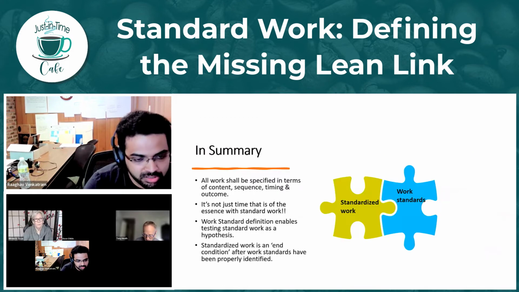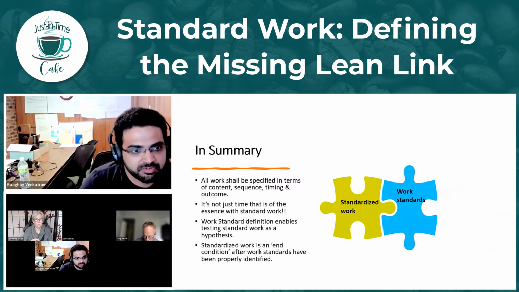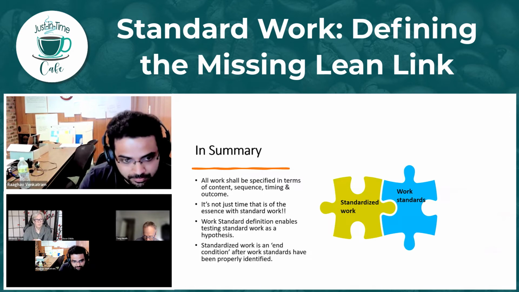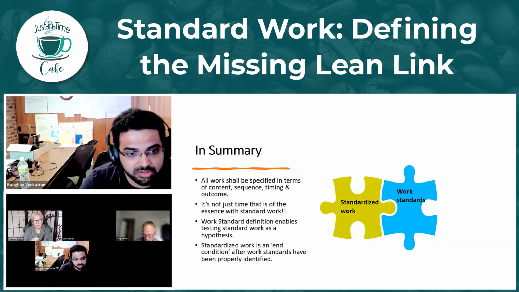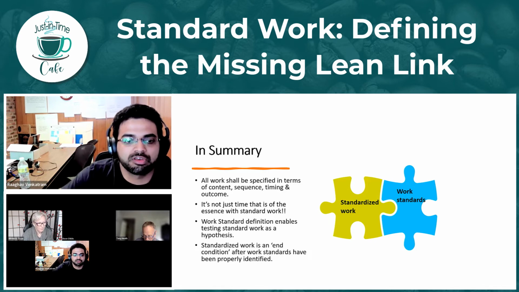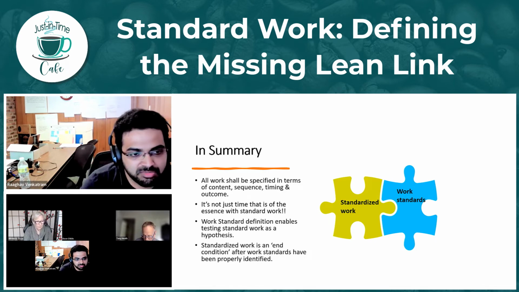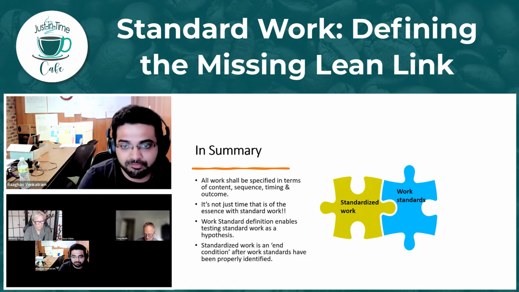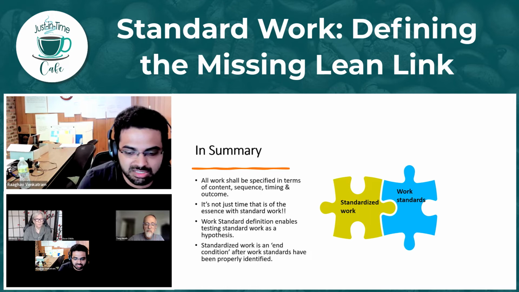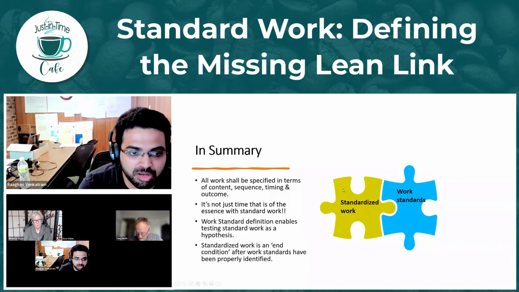So in summary, all work should be specified in terms of content, sequence, timing, and outcome. But we should start defining the outcome first, which is what defining work standards is all about, before jumping into the content, sequence, and timing, for which there are tools already available in our toolbox. And it is not just time that is of the essence with standard work. I've learned not to just treat standard work as something to gauge another person's work against using time as a metric. There's something more than just time when it comes to standard work. Then standard work is an end condition after work standards have properly been identified.